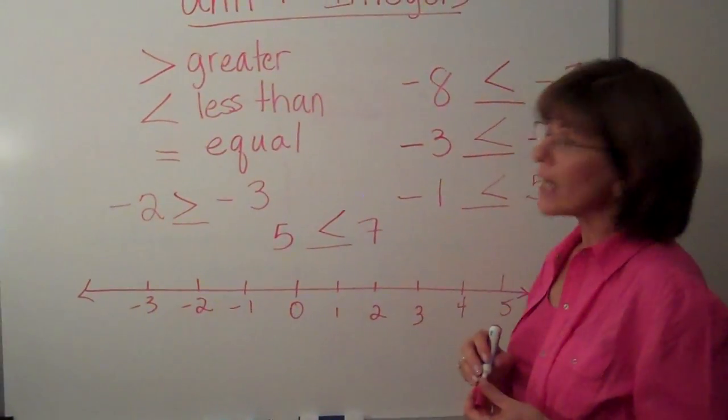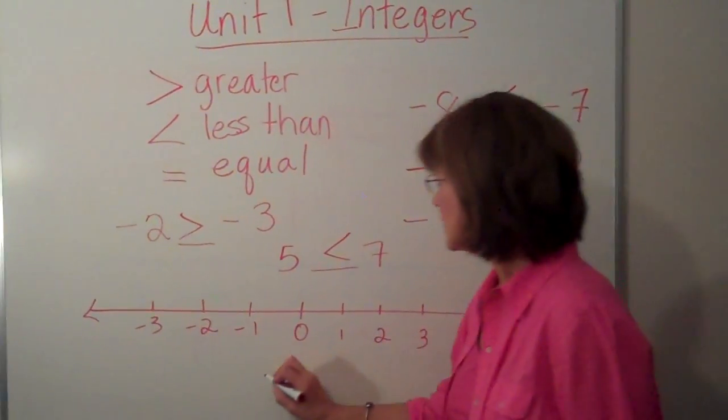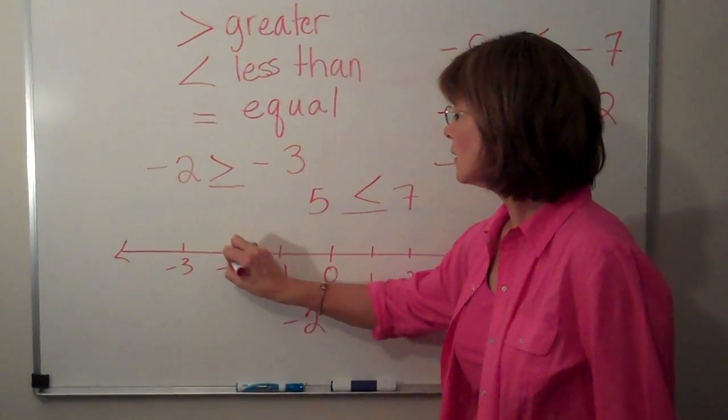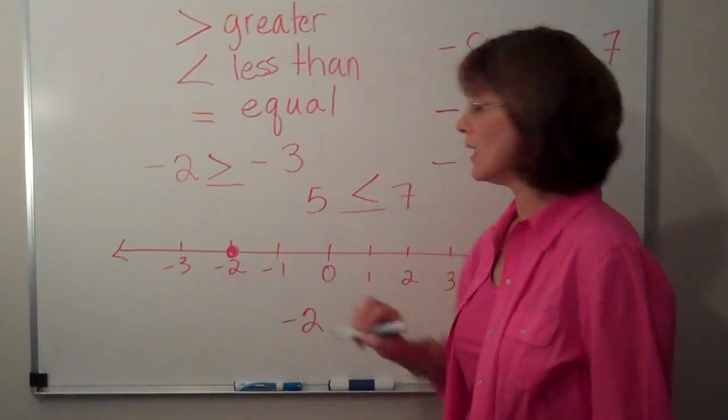When you're asked to plot a point on the number line, let's say I ask you to plot -2. You just put a dot and color it in at -2.